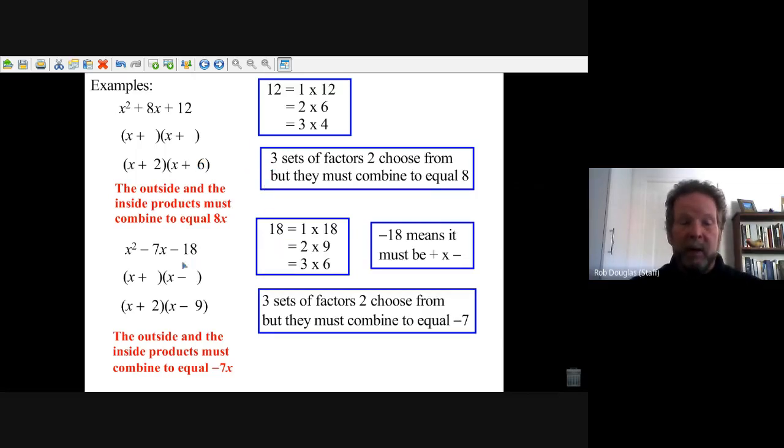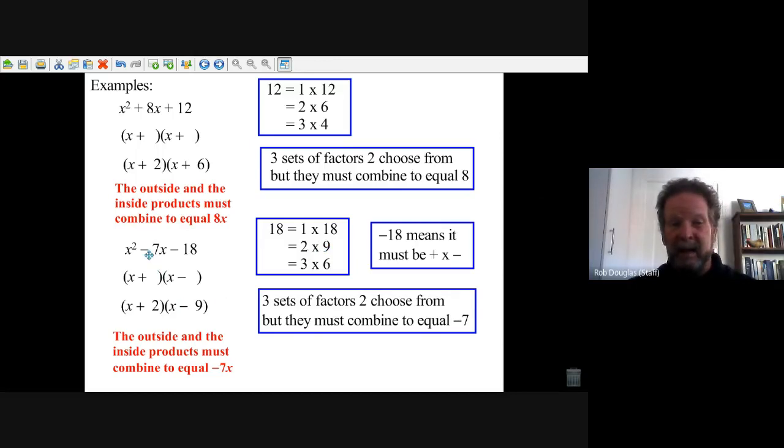Okay, let's look at this one. This is minus 18. Well, you think, okay, it could be 1 times 18, 2 times 9, 3 times 6. We know we put x and x just the same. But the negative 18 there means it's got to be a positive times a negative, or a negative times a positive. You've got to put a plus and a minus somewhere. Okay, but you see this minus 7x. It means the numbers must combine to equal minus 7x. Well, 1 and 18 and 3 and 6 will never combine to equal 7. So it must be 2 and 9.